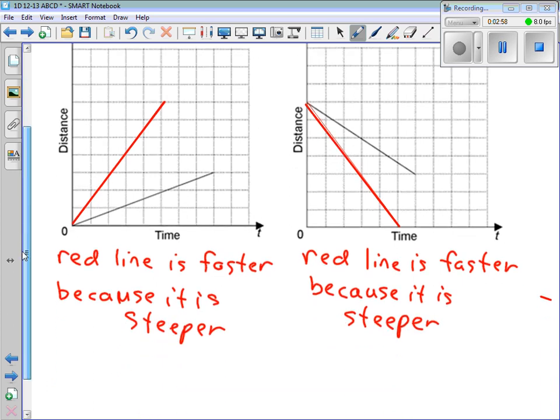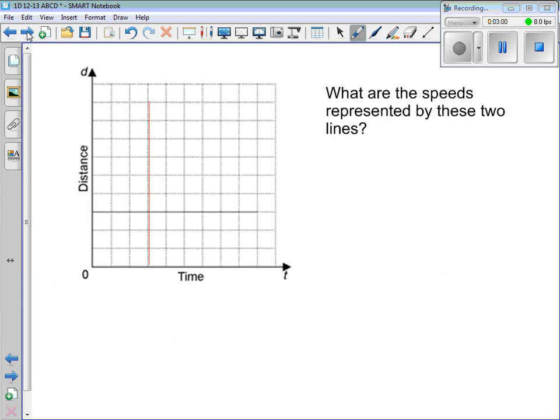Now, let's take a look at two more examples here. You've got one of them there. You've got this black line on your page. Draw a red line that goes straight up and down like that. So we've got a horizontal line and we've got our red line here, which is vertical.